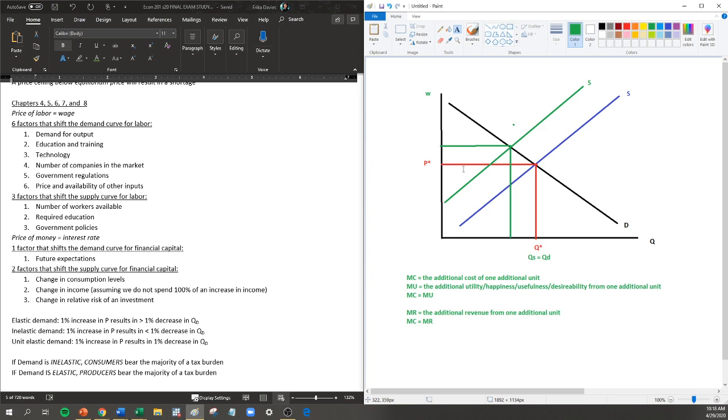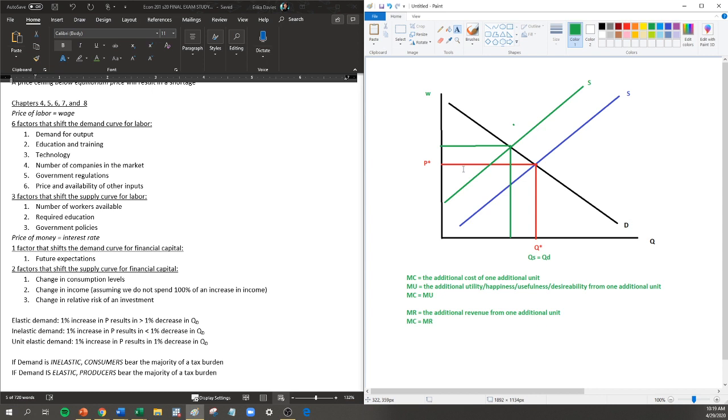Technology. That's something that affects the demand curve for labor. If we have robots that can do your job twice as fast for a third of the price, I'm sorry, but the demand for your labor is going to shift inward. Number of companies in the market, government regulation, and the price and availability of other inputs. Can you get the kid down the street to do this for $5 under the table? Can you get a robot to do it?